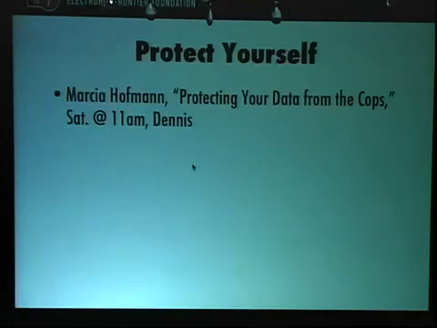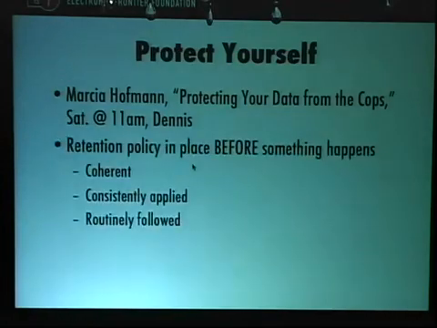What can you do, okay? Well, the first thing is a retention policy. Now, retention policies, again, this is easy for a company to do, right? And it has to be in place before something happens.